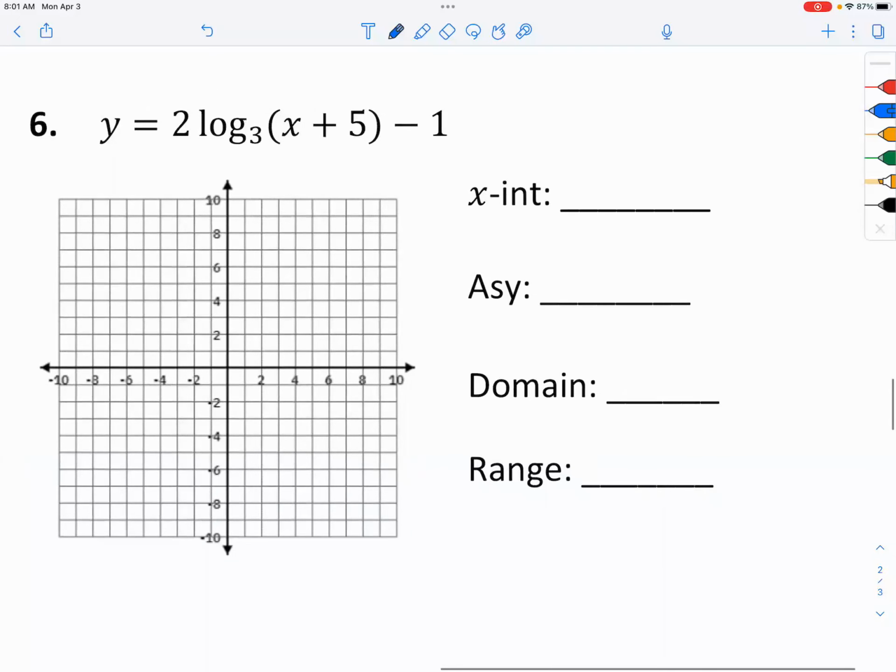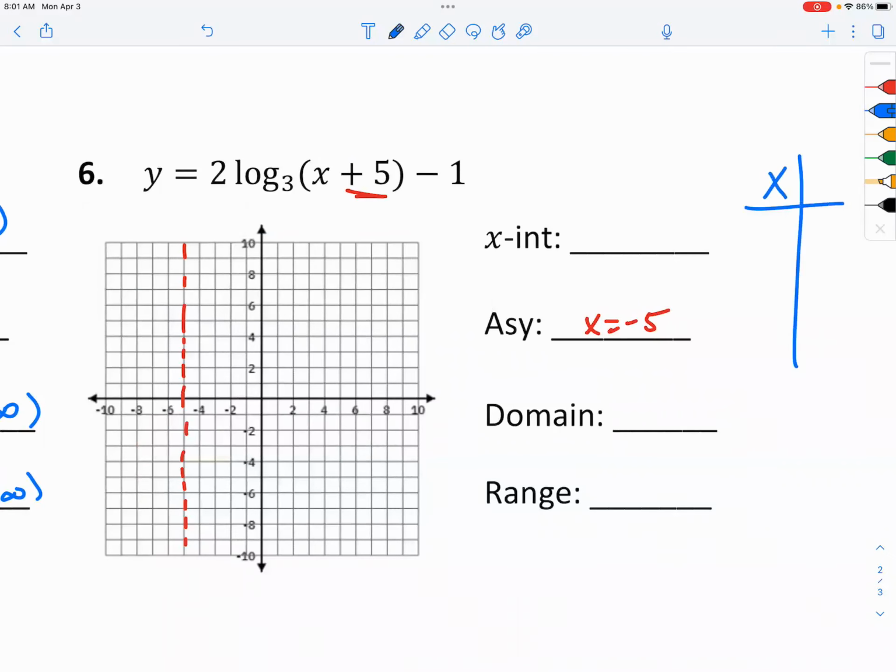All right, last but not least, we have a bunch of transformations right here. Based on this +5, it has moved to the left 5 units. So right here. And by the way, if you know how to read all these transformations, you would enjoy taking the SAT at least for a little bit, because the SAT definitely has some transformations in there. All right, so what x value would you propose over here?